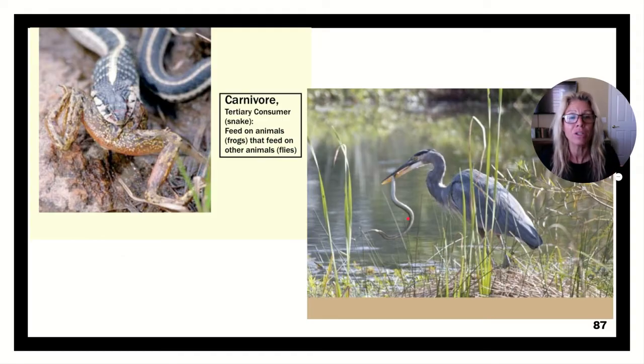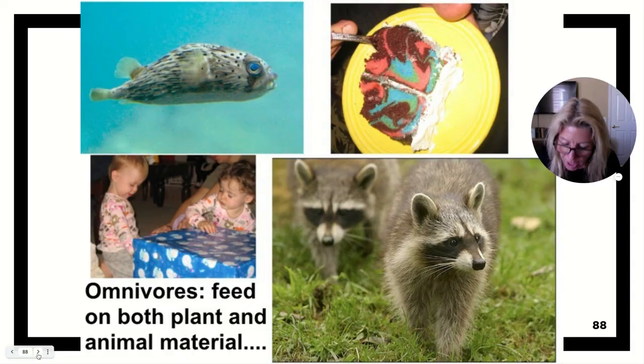It depends, right, on who's eating whom. But they are all consumers. On your notes, the next one is omnivore, which is what you are biologically. You feed on both plant and animal material. Now, how do I know you're an omnivore? By your dentition and by the length of your intestines.